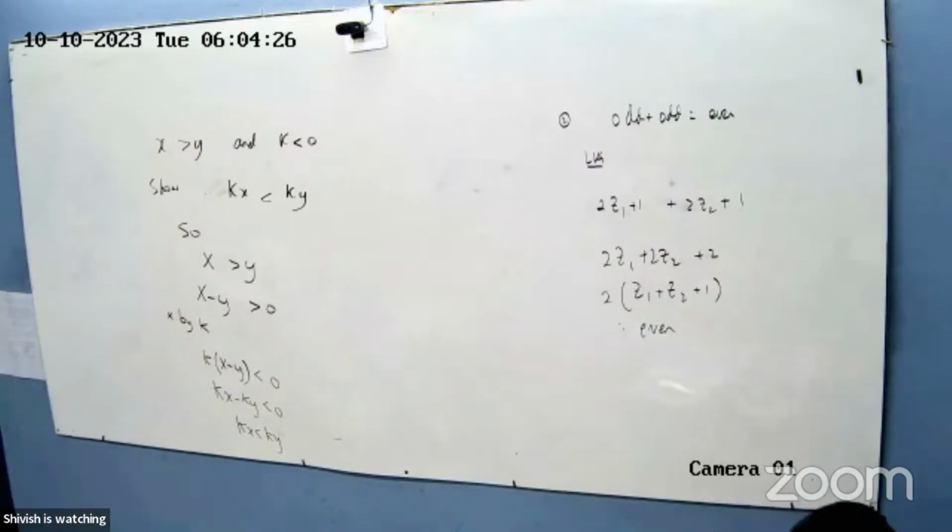Let's try one more now. Given that x is less than y and k is more than 0, prove that kx is less than ky.